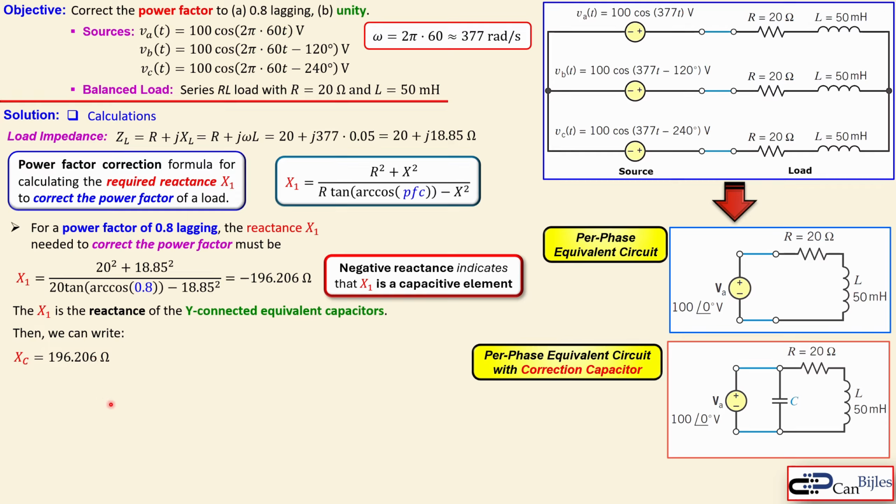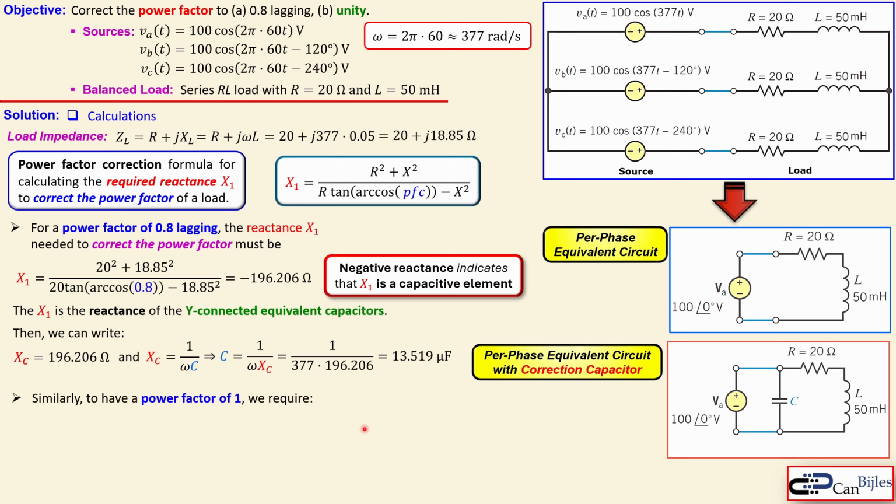196.206 ohms. And we also know that X of C, that is our reactance, is equal to 1 over omega C, and then we get C is equal to 1 over omega times this X of C. Now when you substitute the omega, which is here from the expression of the sources, and our required X1, absolute value of that one, you get here 13.519 microfarads. So this is the capacitor we need in each load parallel, as we have shown here.